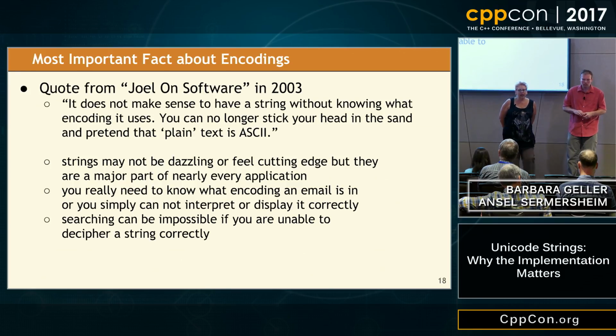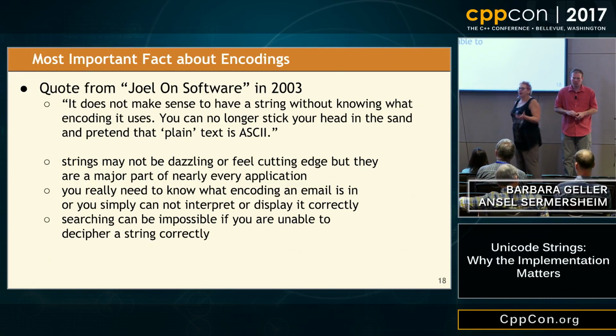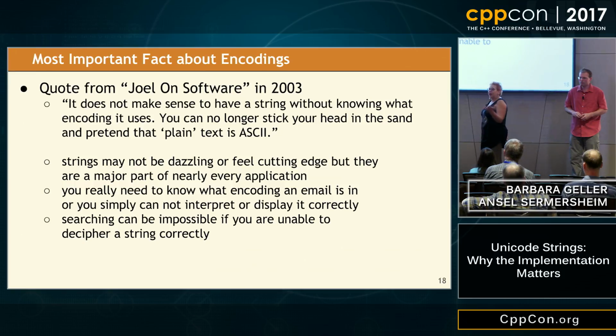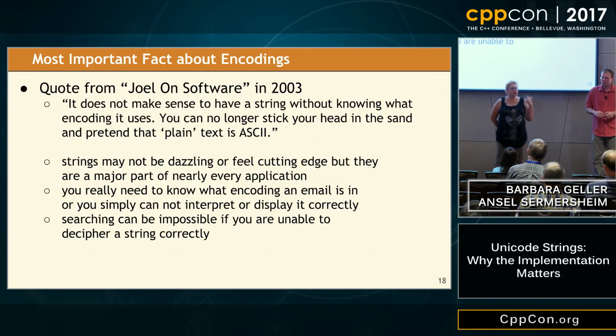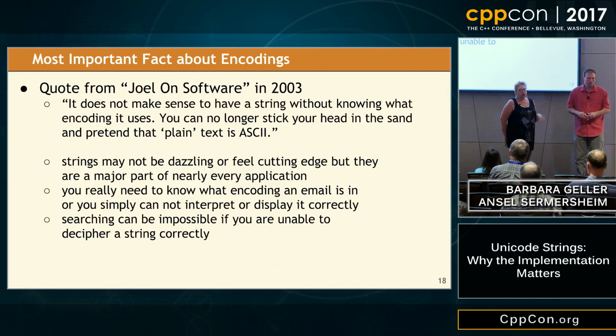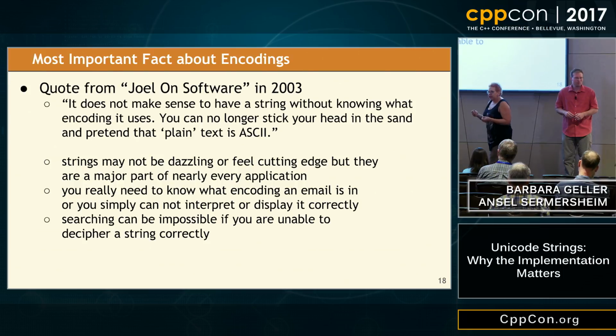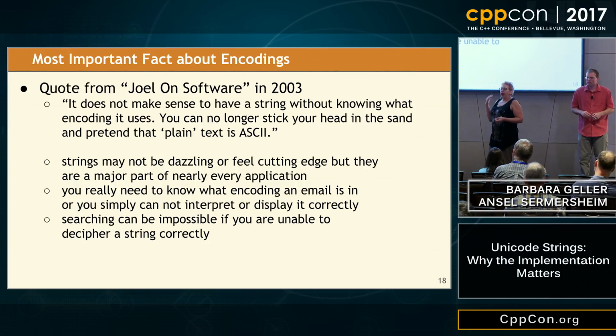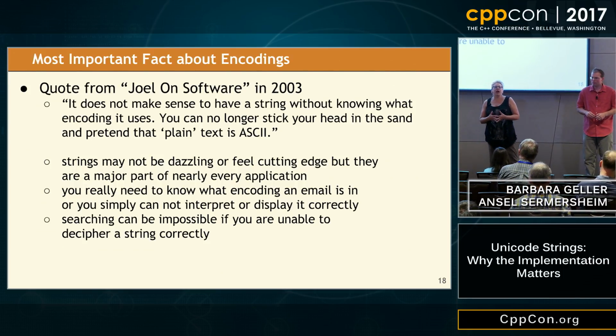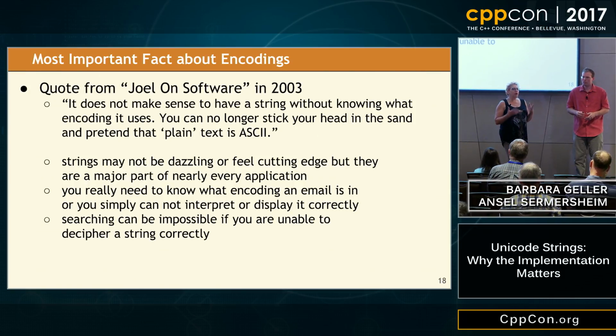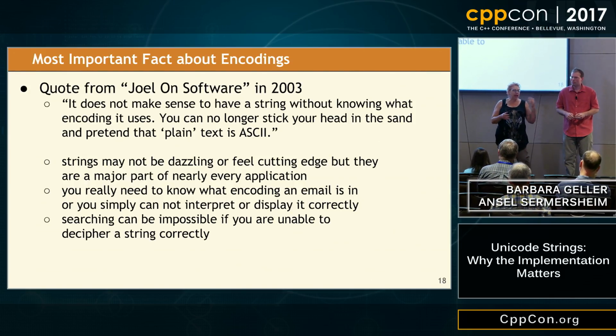Joel on Software is a blog that, if you're not familiar with his work, you should Google him and take a look at. This is a quote that he put down in 2003. It's really valuable because if you don't know the encoding, you can't interpret the text. He ran into this a lot with email. Email was set up to be encoded, and some were using one encoding, some another.